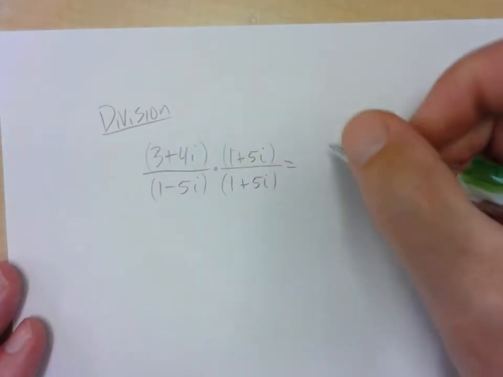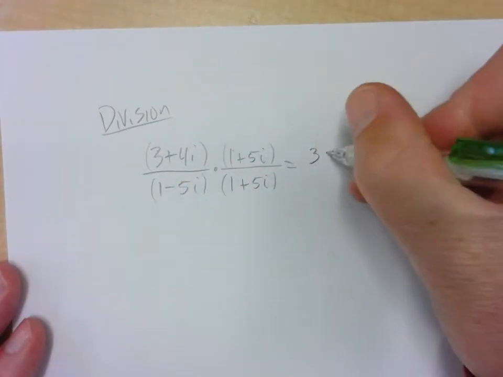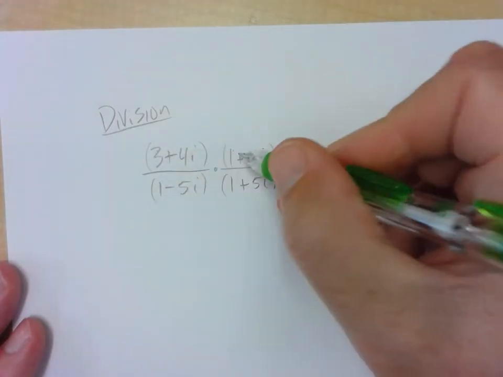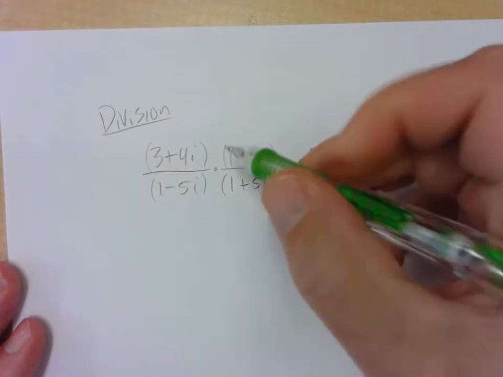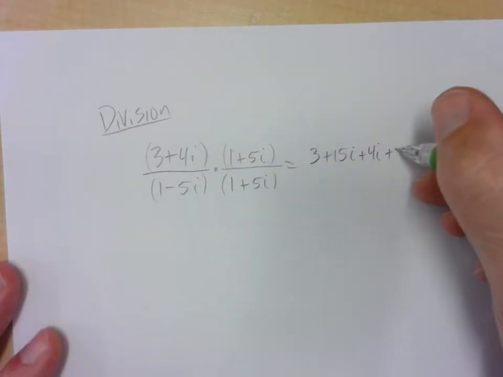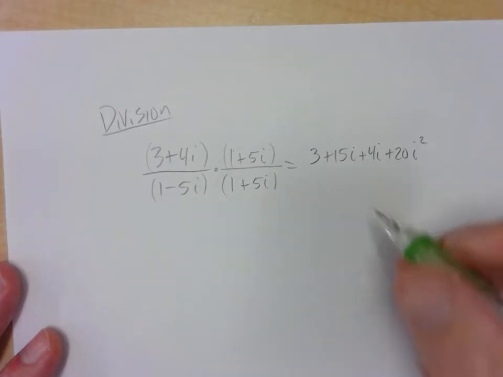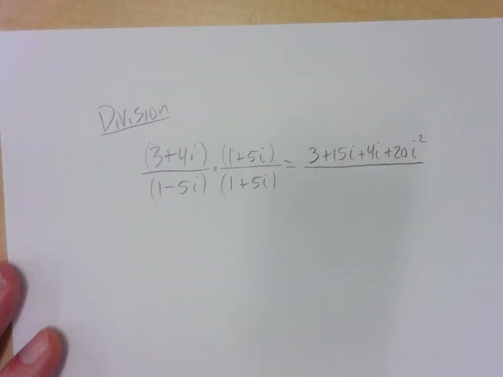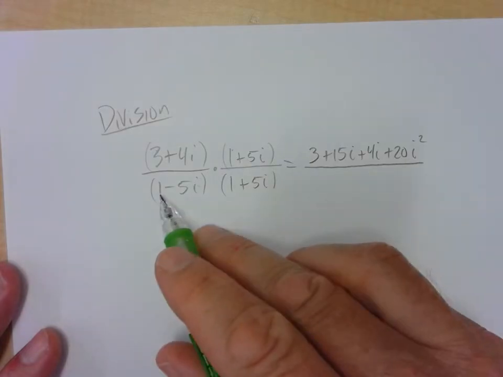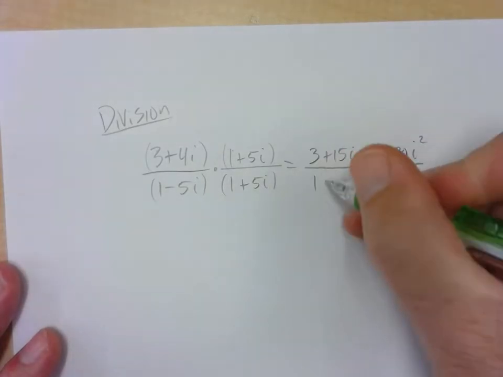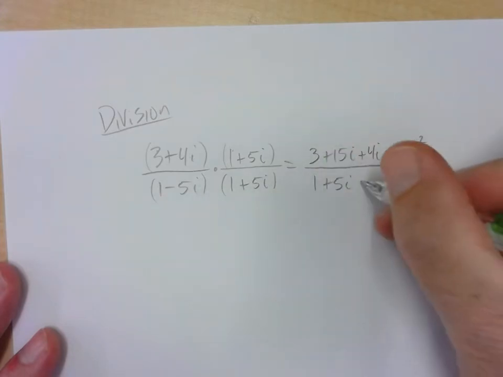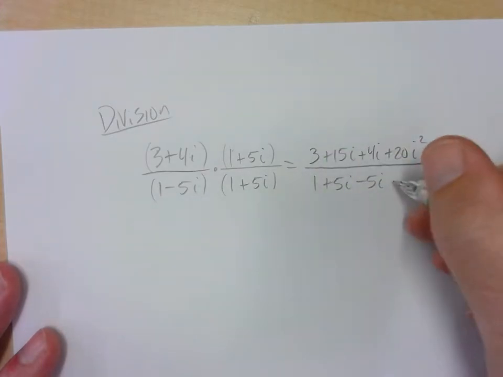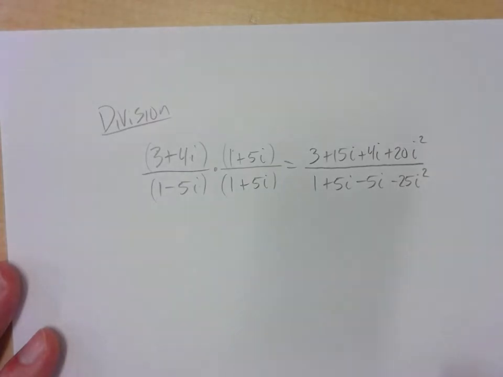3 times 1 is 3. 3 times the 5i is 15i. This times this is 4i. And this times this is 20i squared. Now we're going to multiply the bottom out. 1, this times this is plus 5i. This times this is minus 5i. This times this is minus 25i squared. So I foiled those all together.